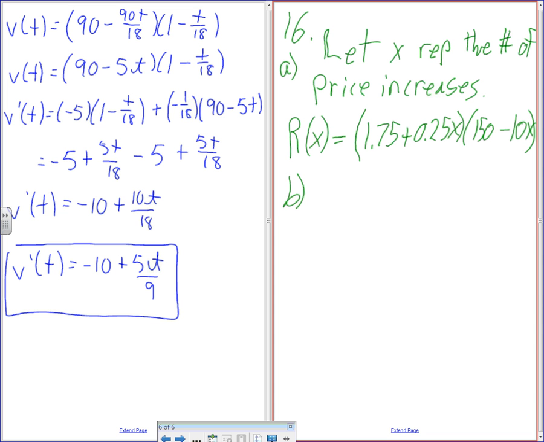So for B, it wants us to find, we'll need the derivative to find the rate of change in revenue when the price is 25 cents. Okay, so we're going to do R prime of x.